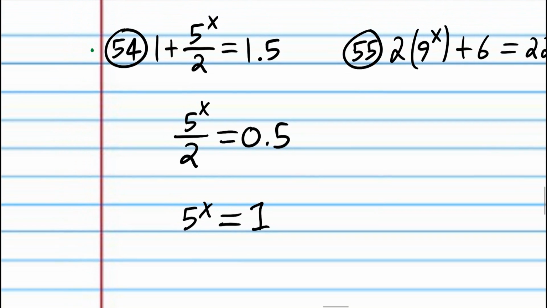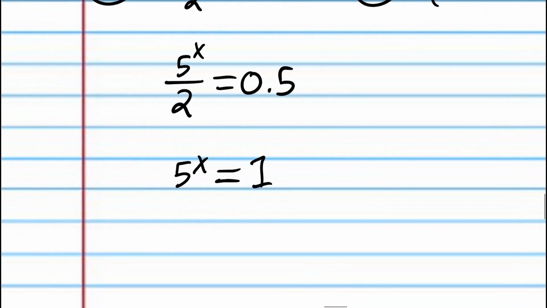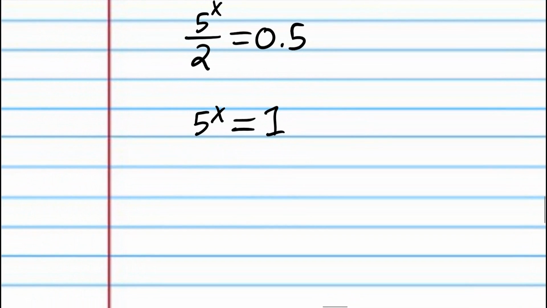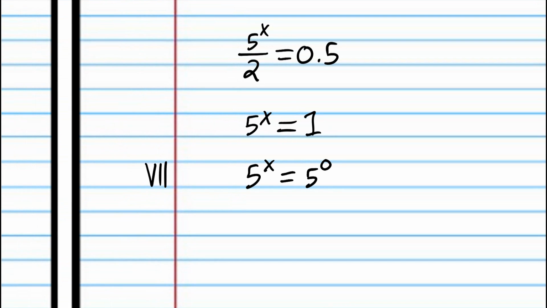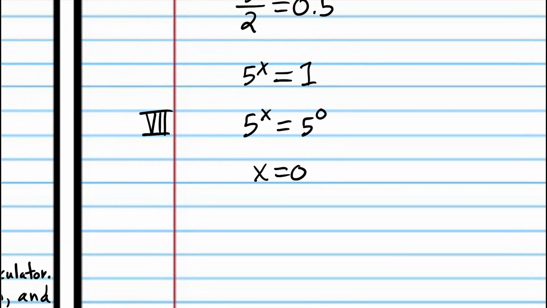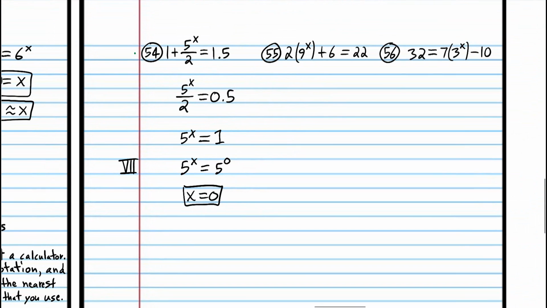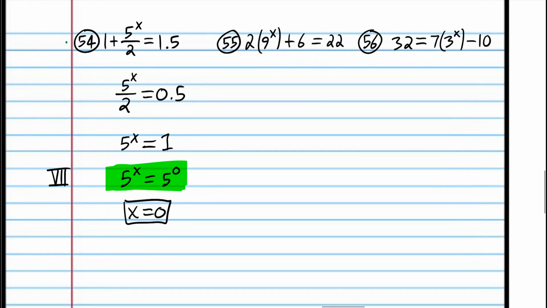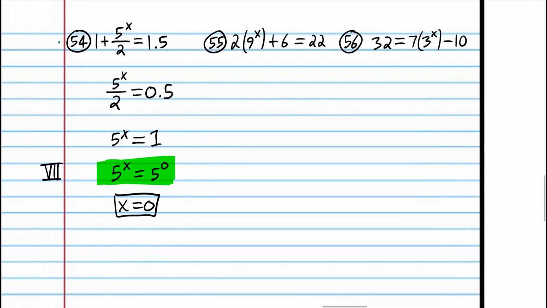I know that this is very basic stuff for intermediate algebra, but a lot of students may have trouble with that basic arithmetic. At this point, do we need a calculator? Well, if we change that 1 to 5 to the 0 power, and that was rule number 7, you can see we don't need a calculator. X is equal to 0. So if you got that answer, good job. That's the critical step there. So we did not need a calculator for number 54. Try number 55, and when you come back, we'll do it together.